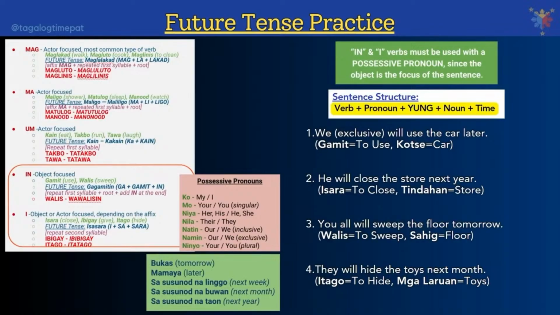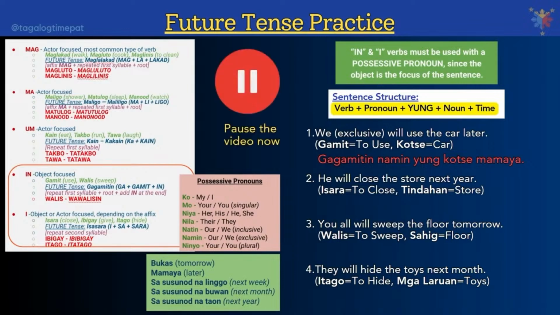Let's start with number 1. We, exclusive, will use the car later. Gamit means to use. Coche means car. So let's take a look at the sentence structure. The verb should come first. So the future tense conjugation of gamit, let's take a look at in verbs. Repeat the first syllable, then it's the root, then you add in at the end. So it would be gagamitin. Gagamitin, then it's we exclusive, namin, yung kotse mamaya. Gagamitin namin yung kotse mamaya.